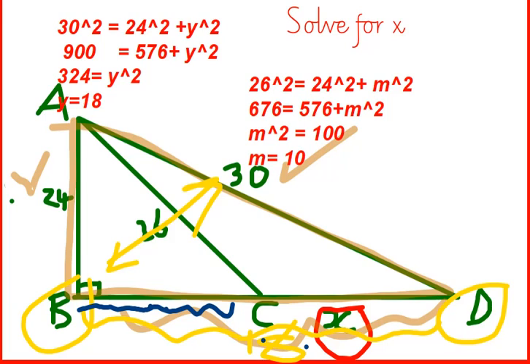So let's quickly fill it in. That is our m, and it's equal to 10. So if we have 10 and the whole distance there is 18, then we say 18 minus 10 is 8. So our x is equal to 8. Let's write that down.